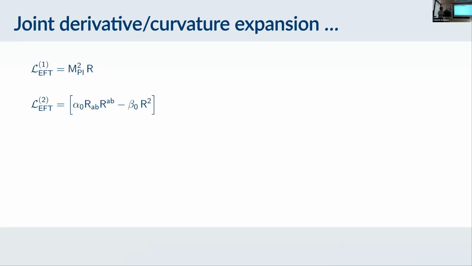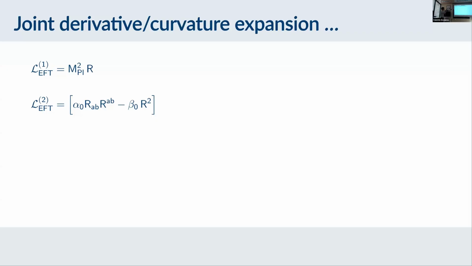I will not talk about the cosmological constant. And then the next term is just the Einstein term, just the Ricci scalar, and some arbitrary scale, which I've chosen here to be the Planck mass. And then the next terms are the ones which are quadratic in curvature.